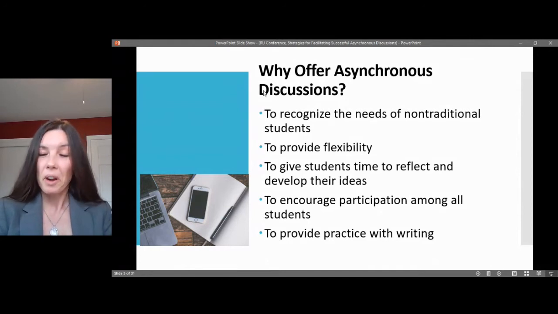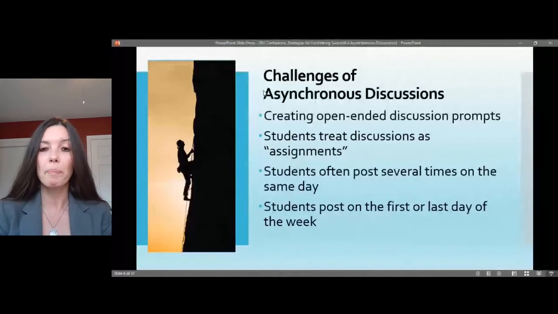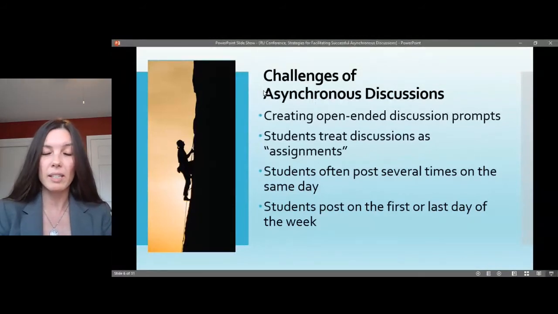So there are challenges that come with asynchronous discussions, though, such as how to create a discussion prompt that doesn't result in a fixed response, wherein there's only one correct answer and it's difficult to build on that. Well, this can be particularly difficult in math courses or language translation. But even when discussion prompts work, students often treat them as assignments. And those of us who teach asynchronously have seen this. So this is one of the main reasons why I'm here.